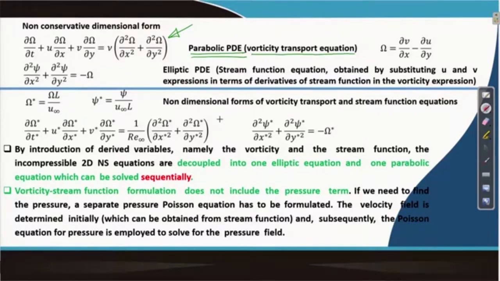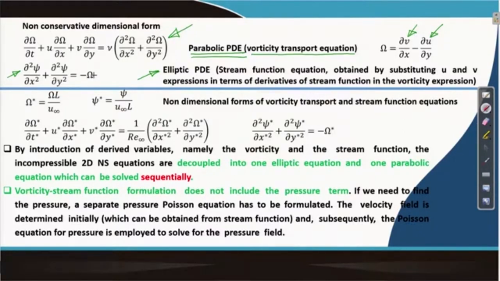Now, we can derive another partial differential equation which involves the stream function, and that partial differential equation turns out to be an elliptic partial differential equation. It is called the stream function equation. Now, how is it obtained? It is obtained by substituting the u and v expressions in terms of the derivatives of the stream function in the vorticity expression itself. If you substitute the definition of v in terms of psi, and the definition of u in terms of psi, you will be able to come up with the left hand side of this equation, involving the second derivatives of psi, because u and v are expressed in terms of the first derivative in psi, if you recall. And that should be equal to minus omega, that is how it is represented.